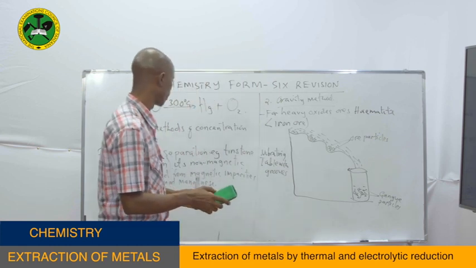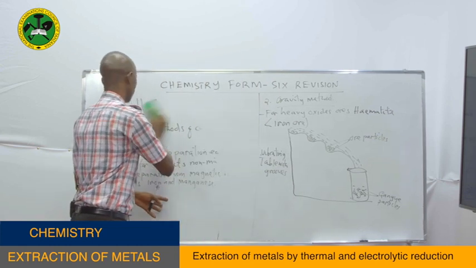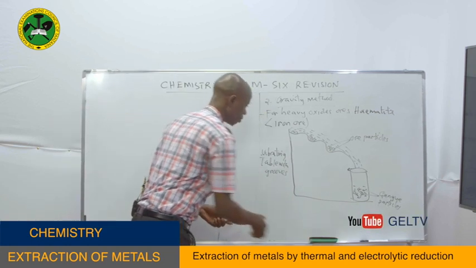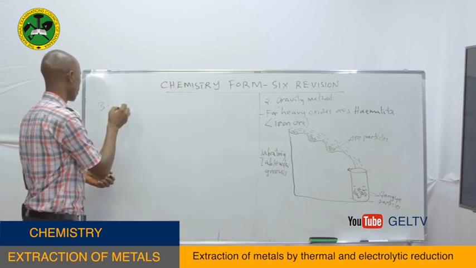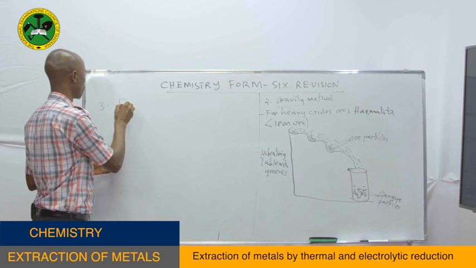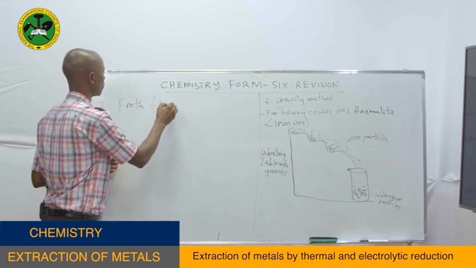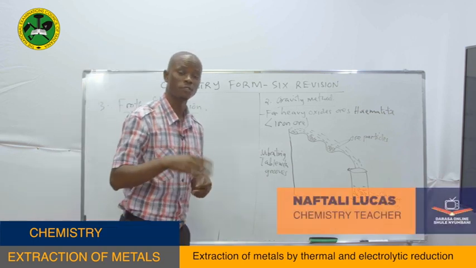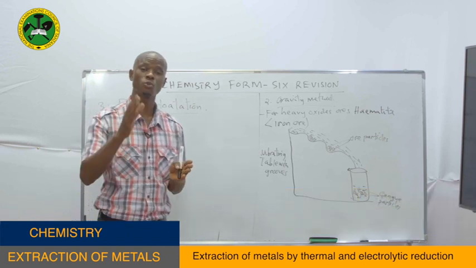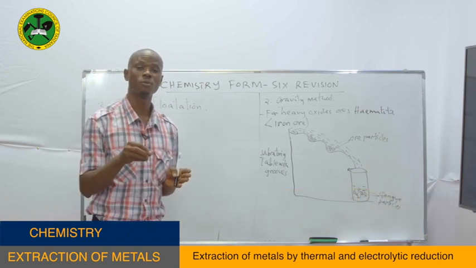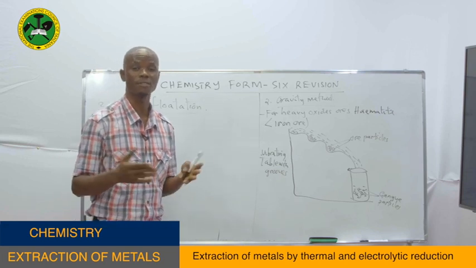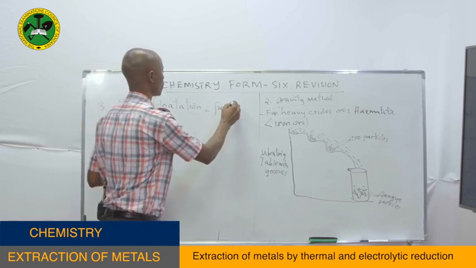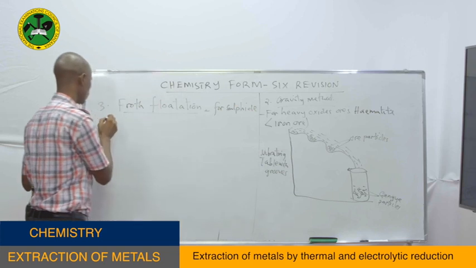Now the last one, my dear student, that we can see from this particular part, on how to remove the earth impurities from the ore, is froth flotation. This is another one. Froth flotation is used to remove the impurities from sulfide ores like copper sulfide and lead sulfide. These are used here for sulfide ores.